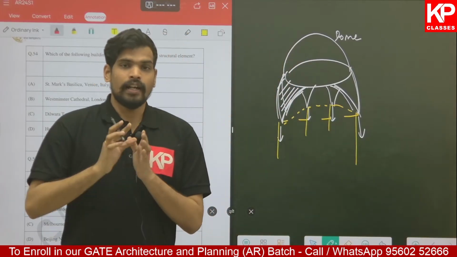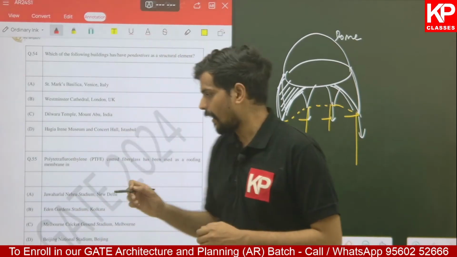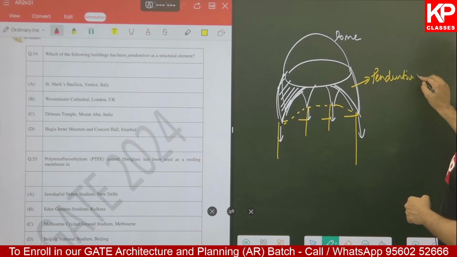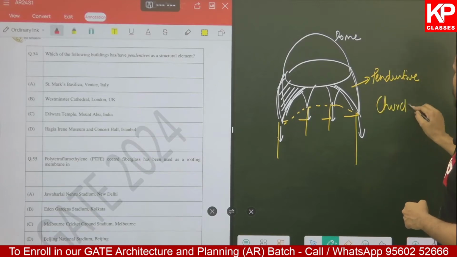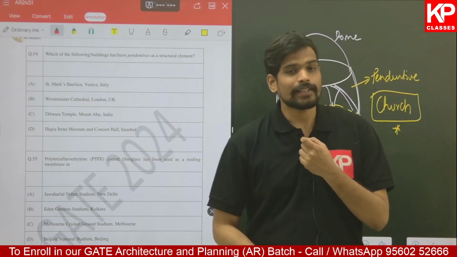This particular composition of supporting a dome with a structural element, which I have shaded over here, so these triangular sections are called pendentives. Use of pendentive is something which you see in church architecture generally. A similar element which you generally see in Islamic architecture is referred to as a squinch.